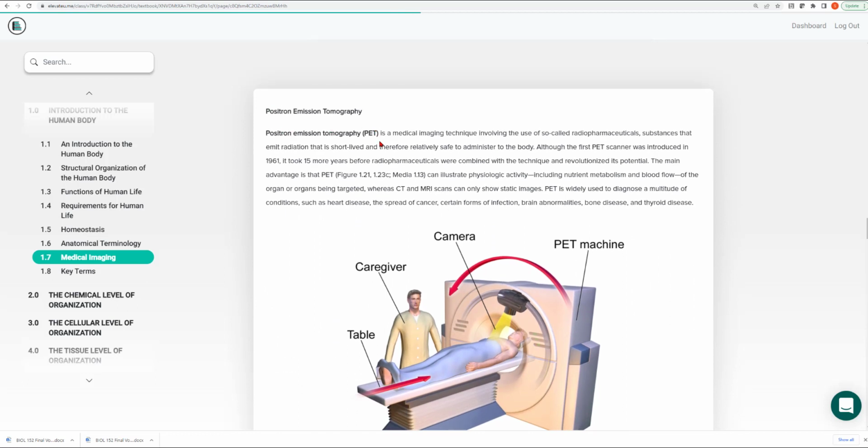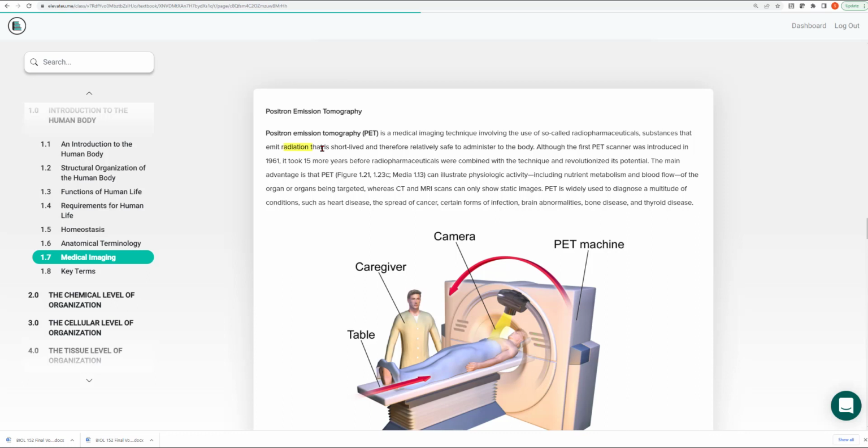Nothing to do with animals and ponies, right? But PET scans are going to use radiation. So in a PET scan, an individual is going to be given some radiation. That radiation is going to permeate throughout the body. Now, oftentimes it's radioactive glucose.